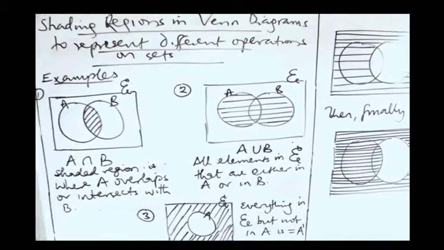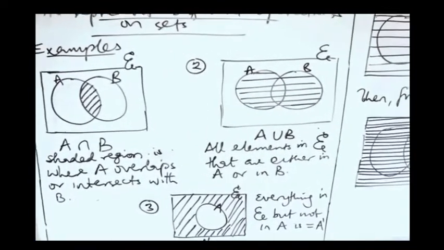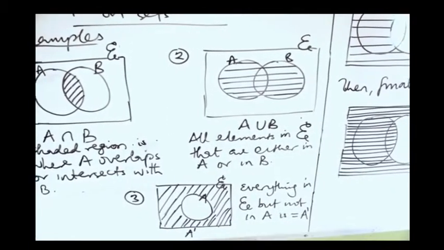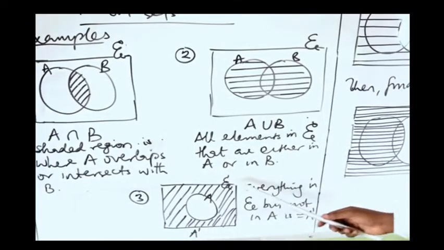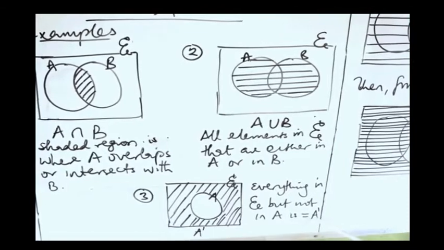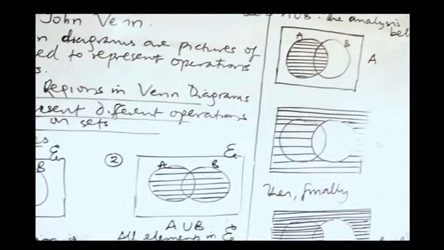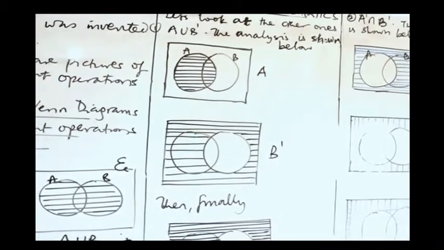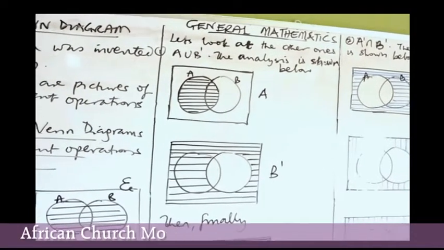Then the third one, that's another operation on sets. That's complement. A complement is shown by that shaded region. That is the region showing everything in the universal set, but not in A, represented like this, A complement. That is a simple way of showing the different operations that I explained before on sets using Venn diagrams.